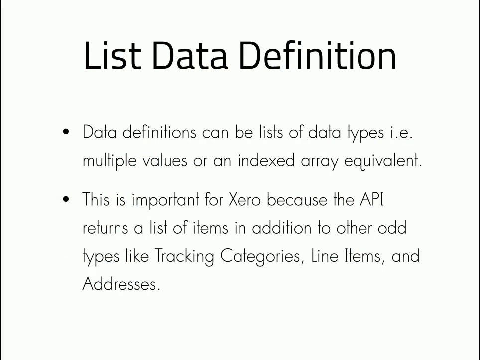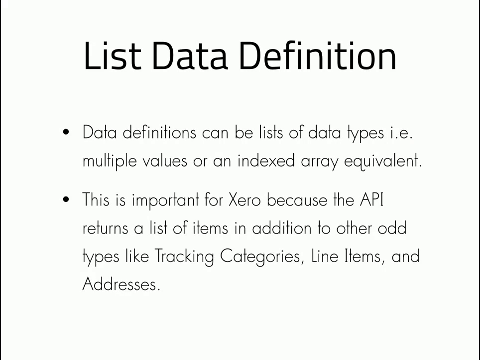The other cool thing about type data is that there's a list data definition. A list data definition is not just a single data type. It describes a series of the same data type, basically an indexed array of your data types. And this is great for my use case, because the Xero API, as a RESTful API, returns things as basically an indexed array of items. So the first element of the XML is accounts, and then you have an account element underneath that. And that's going to come in handy later on when I'm actually using the type data.